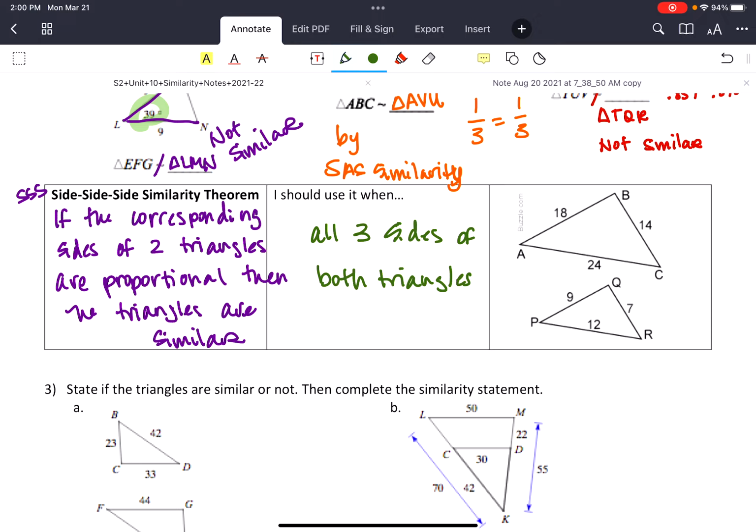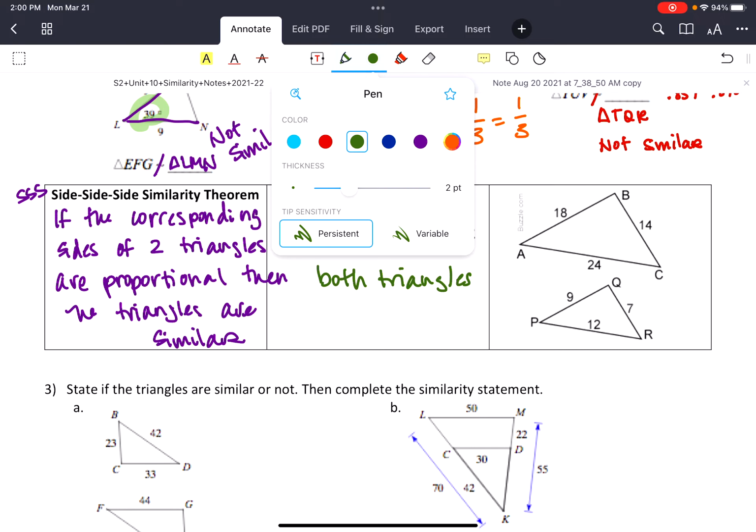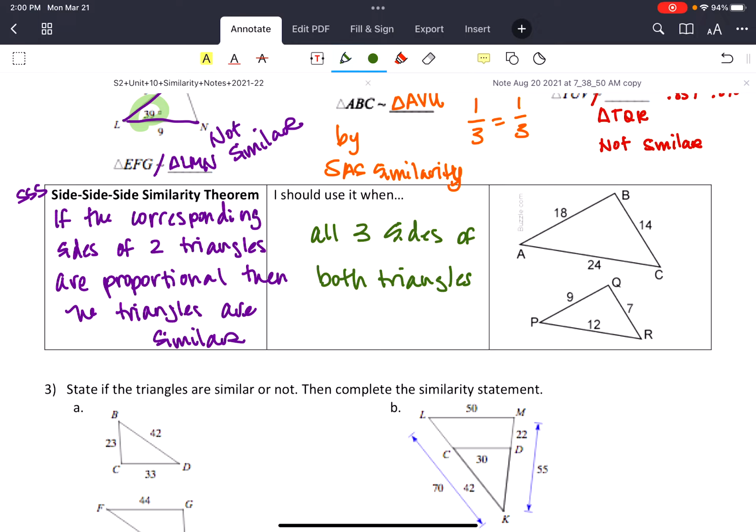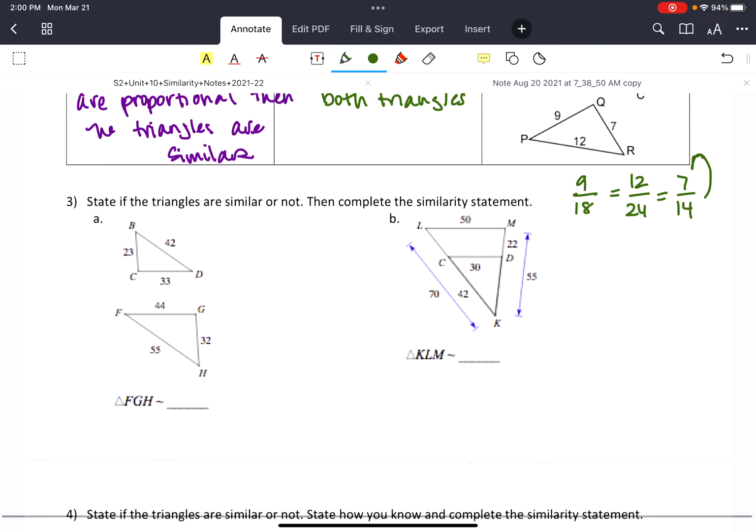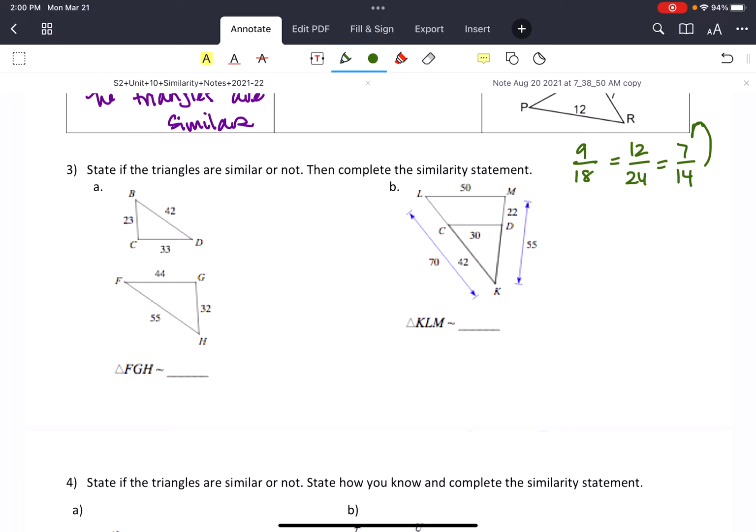All right, so here is what we're going to do. It's like this. They are similarly oriented, so I can set up a proportion of 9 over 18 is equal to 12 over 24 is equal to 7 over 14. Those are all equal, so these are similar by side, side, side similarity. All right, so let's practice on some of these.